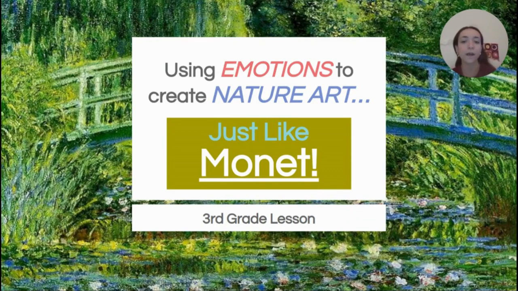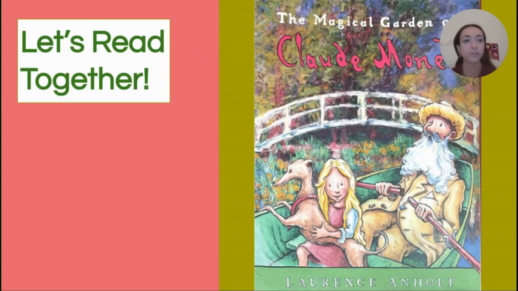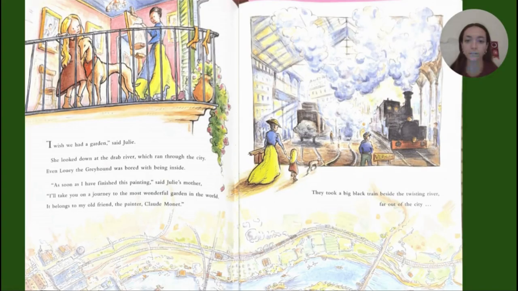So basically, our lesson is how to use emotions to create nature art just like Monet. To start, we're going to be reading the book The Magical Garden of Claude Monet by Laurence Anholt. As we're reading, I really want us to pay attention to the art styles and the backgrounds and all the different things we can see in the back, such as the landscapes or the settings that these characters experience. Let's start.